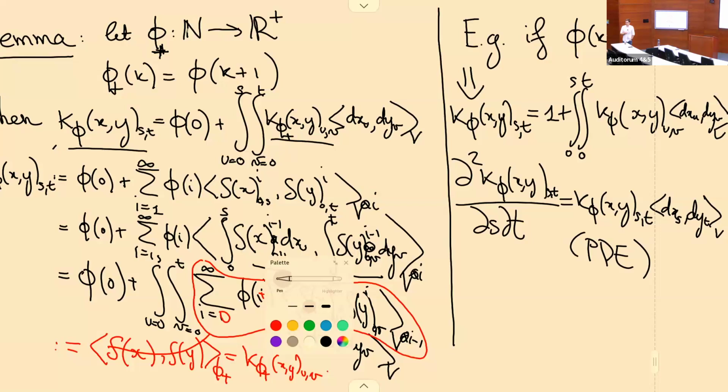Okay, so maybe I just give the last comment here, which is that you don't need to compute signatures to compute this kernel. You just evaluate the PDE, you try to evaluate the PDE and yeah.